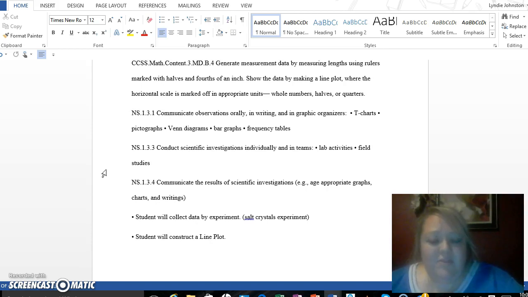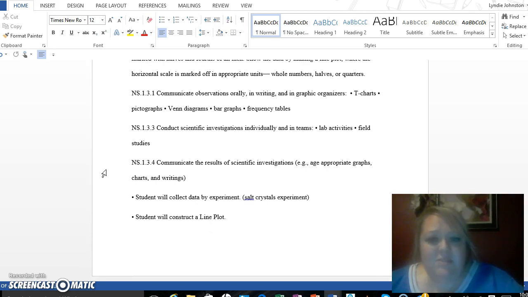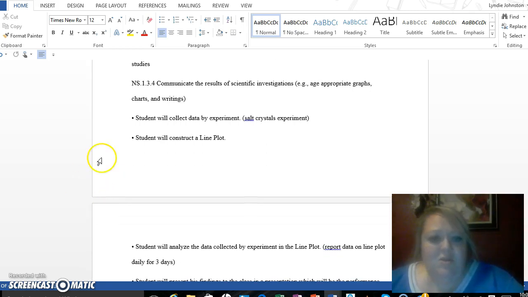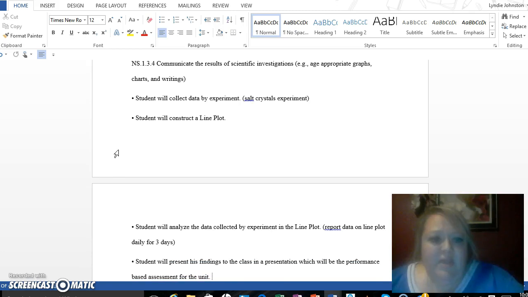NS 1.3.3, conduct scientific investigations individually and in teams. NS 1.3.4, they communicate the results of scientific investigations. The students will collect data by experiment. Each student's going to do the salt crystal experiment.